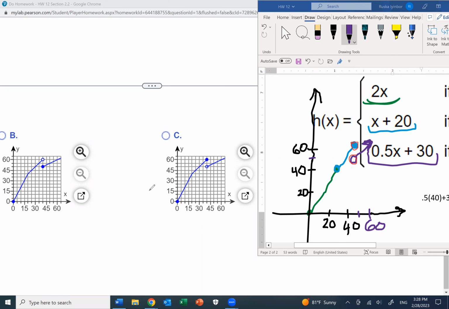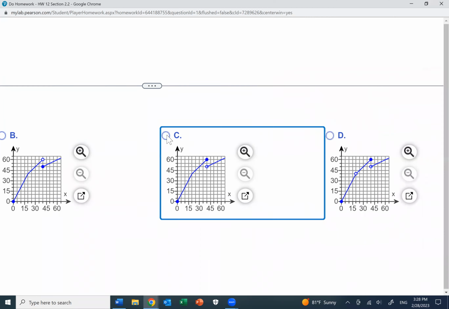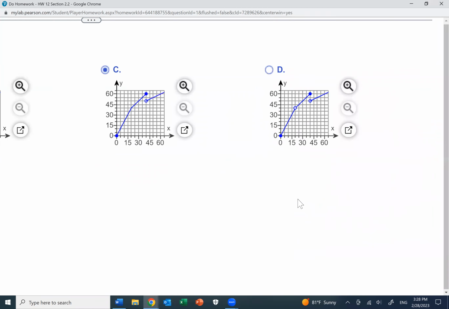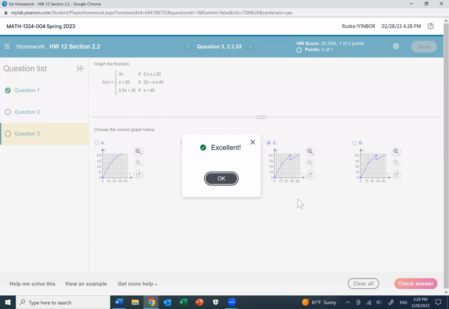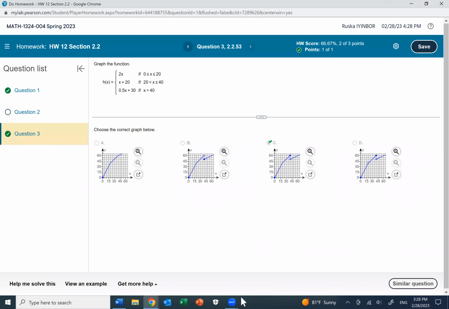See, if you look at your graphs here, this is the one that looks exactly like that. You see that? This one is backwards. This is different. Okay. So comparing the 2 graphs, B or C, and the graph we get, the right answer should be C. So the answer is C. And we can check that. I pick C. I'm going to check the answer. And that's the correct answer. Okay. So that's how you graph a piecewise function.